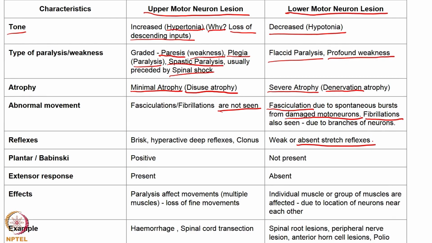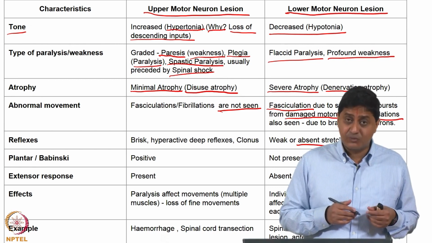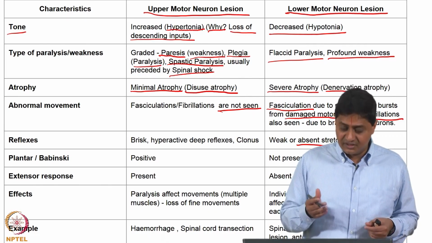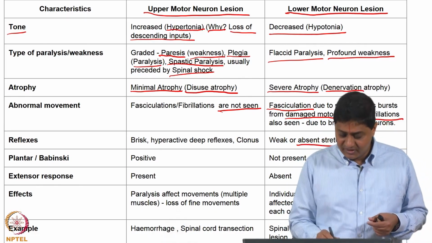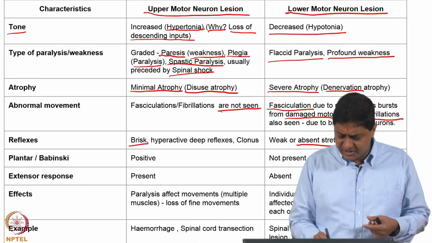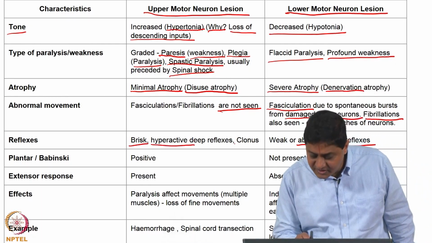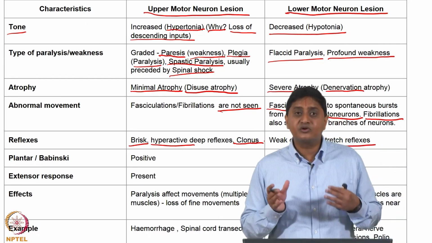But in the case of upper motor neuronal lesions, we said what happens: there is hyperreflexia. The reflex amplitude goes up, there is a brisk, very quick response, hyperactive deep reflexes, and this is sometimes also accompanied by what is called clonus.